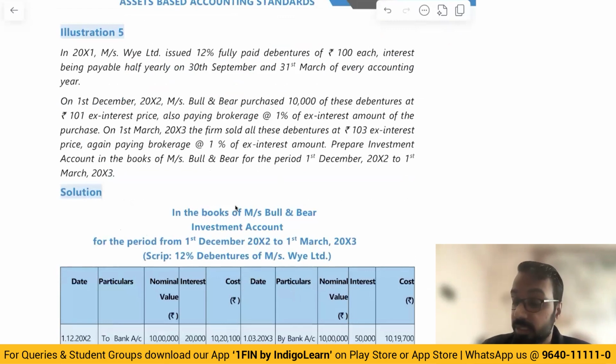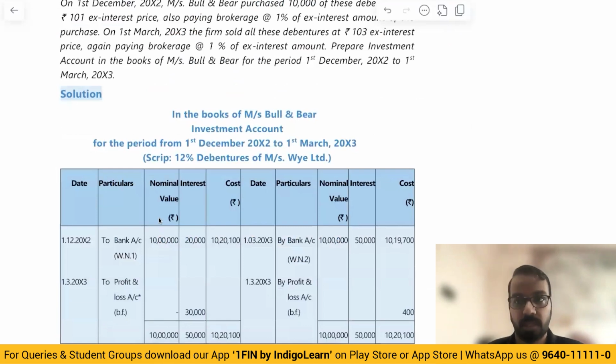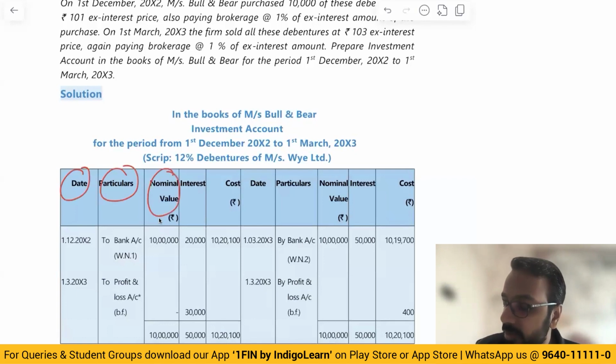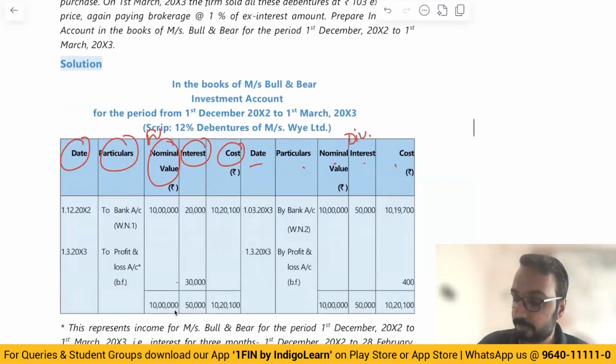Now, the second thing is the investment account to be prepared. When we talk about the investment account to be prepared, please ensure you follow this format, which is easier to use. You'll mention the date, particulars, nominal value or face value, interest, and cost. Then again date, particulars, nominal value, interest, cost. Here, in case of shares, you can have a dividend column also.